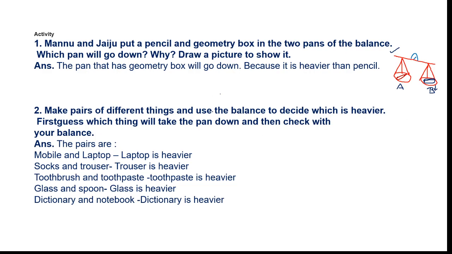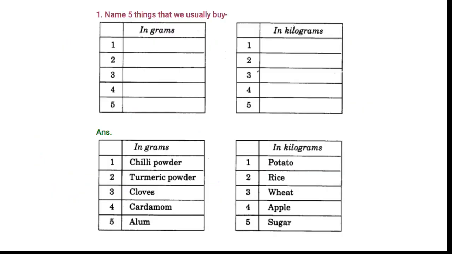Moving to the next question, make pairs of different things and use the balance to decide which is heavier. First guess which thing will take the pan down and then check with your balance. So here I have written mobile and laptop. So you all know when you keep mobile in one pan and in another pan you keep laptop, the pan with laptop will go down because laptop is heavier. So in this way you have to complete this question. You have to write some more examples. Okay, moving to the next page.